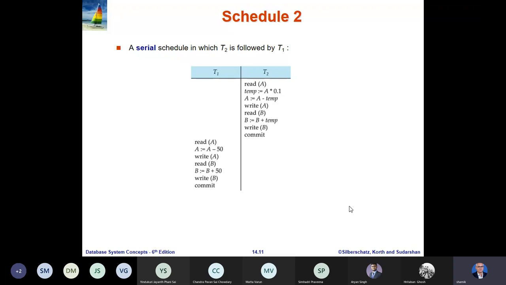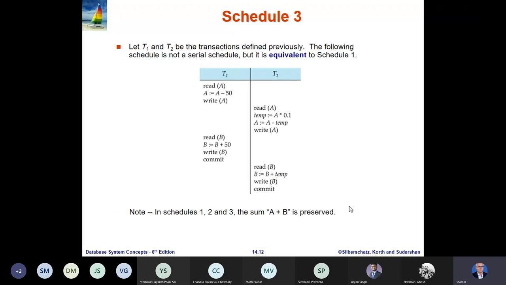And if we had more such transactions, not only two, and all instructions of T2 first get completed, then all instructions of T3 get completed, then all instructions of T1, and then all instructions of T4, and so on, these are all examples of a serial schedule.